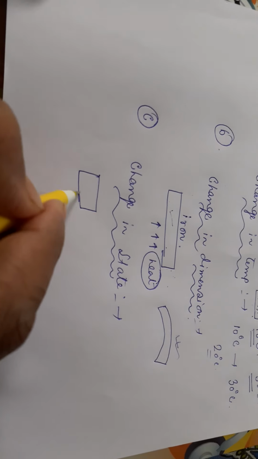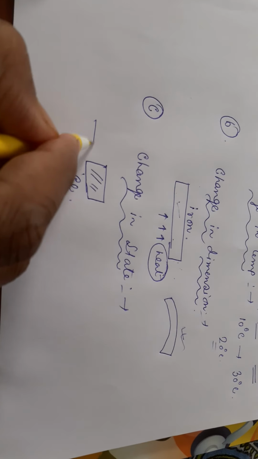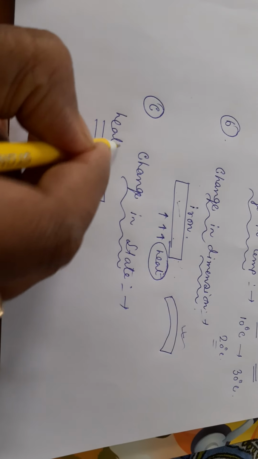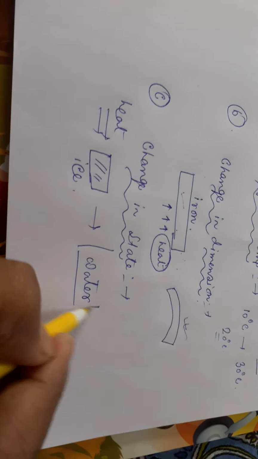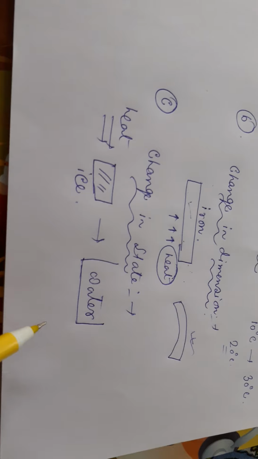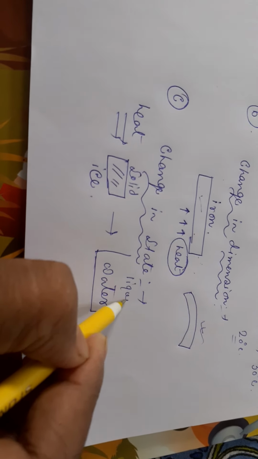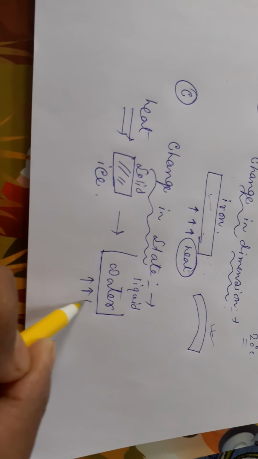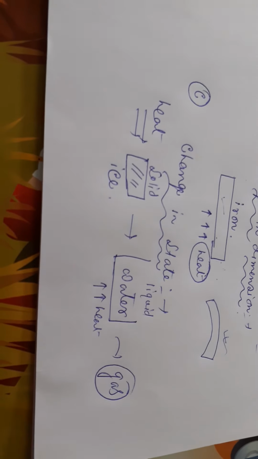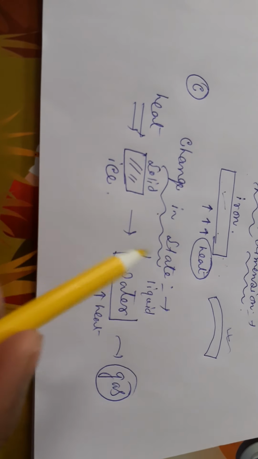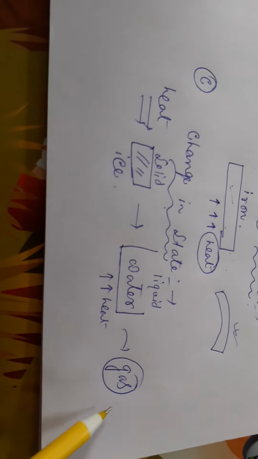Suppose you have one piece of ice cube with you. Now you apply heat on this ice cube, then what will happen? Definitely it will be converted to water, isn't it? So if you see this process, this is a change in state. This is a solid one, and this one is a liquid. Clear? Now again, if you apply heat to this water, then definitely it will be converted to the gaseous state. So in this way, whenever heat is applied on a body, a change in state is possible.